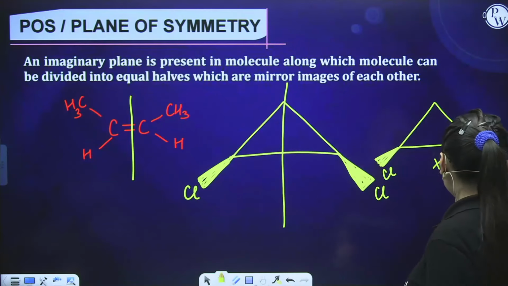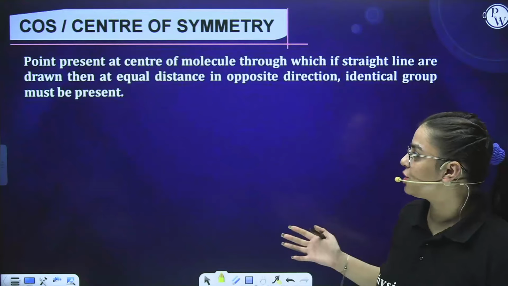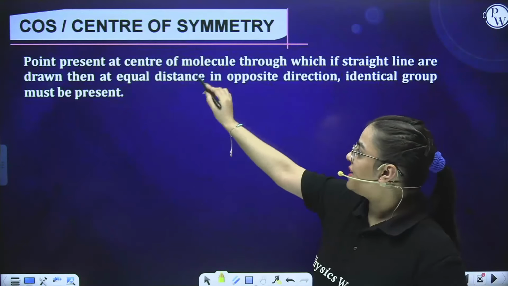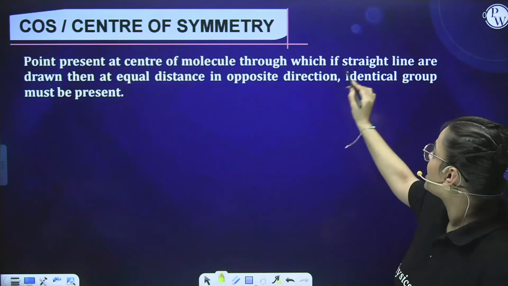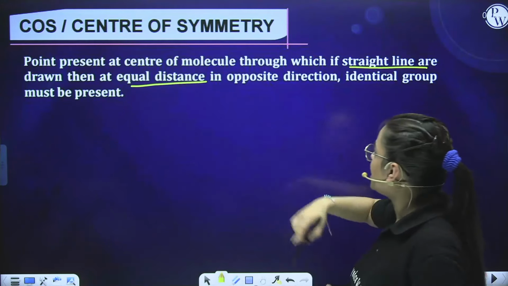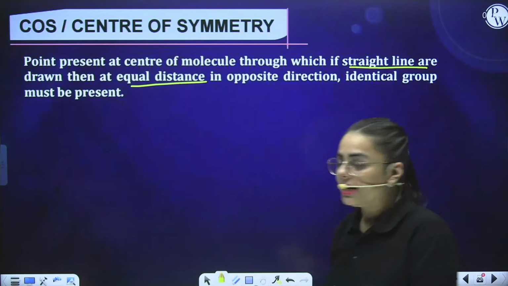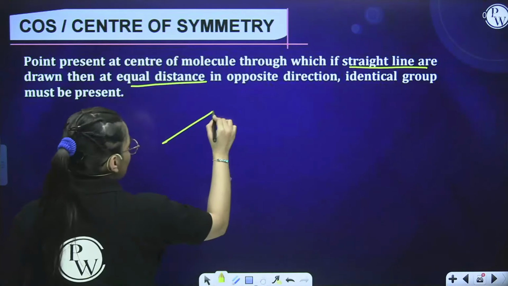Now come students, the very next category, that is center of symmetry or COS. Now what do you mean by center of symmetry? The point present at the center of molecule through which if straight lines are drawn at equal distance in opposite direction, identical group must be present. Now let us take one example to clarify this.